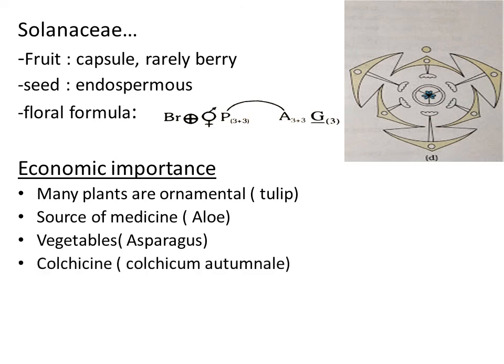And some plants are used in the extraction of drugs. An example is colchicine. Colchicine is a kind of alkaloid. It is extracted from the plant named Colchicum autumnale. So Colchicum autumnale is a kind of plant belonging to this family. It is used to extract the alkaloid named colchicine. So this is about the economic importance of plants belonging to this particular family.